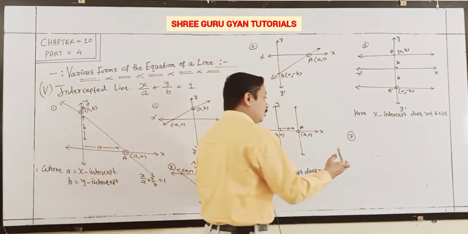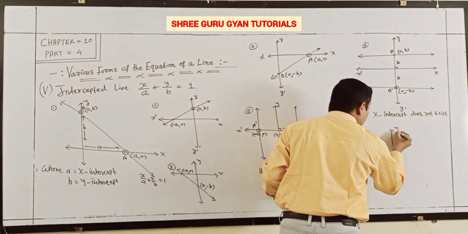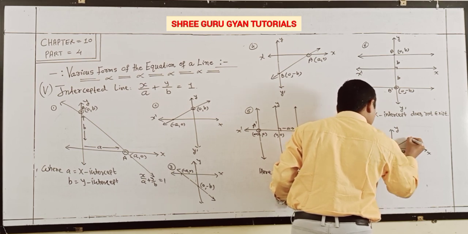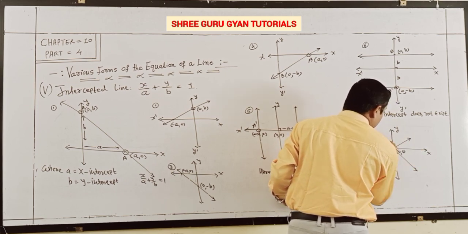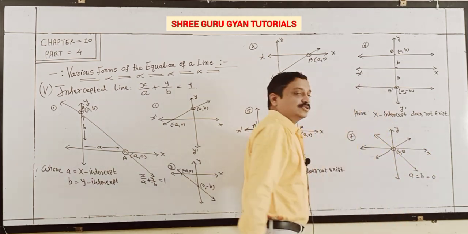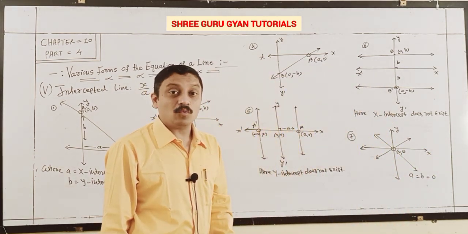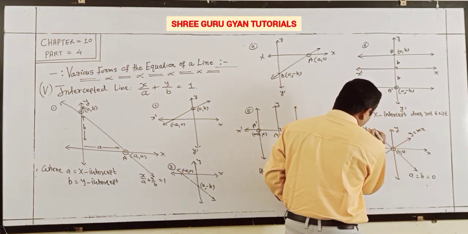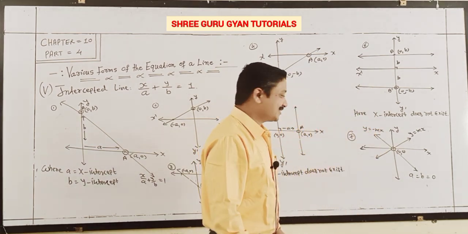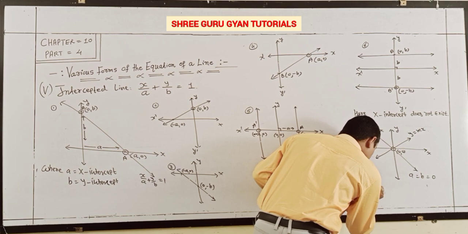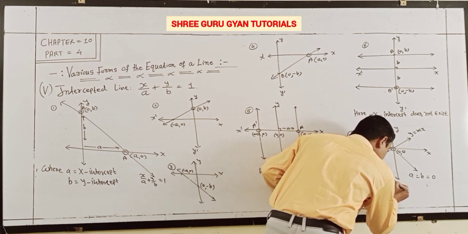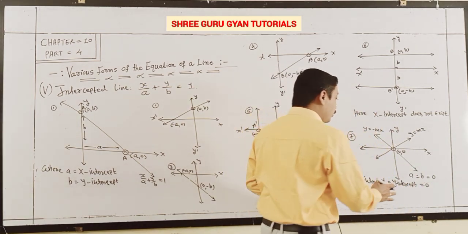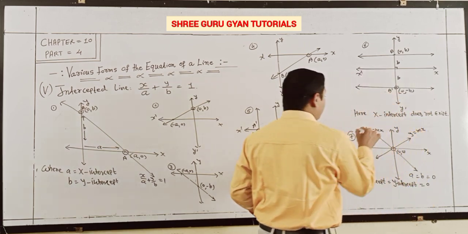And last, the line passing through the origin itself. There is no distance moved to either side, so here a and b are both 0. It means the x-intercept and y-intercept are 0. That kind of line is y is equal to mx, and here y is equal to minus mx. So the x-intercept is equal to the y-intercept is equal to 0. Then you can plot that type of equation in this way.